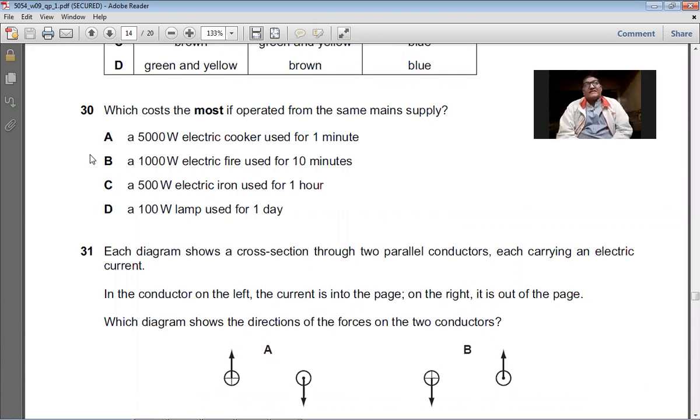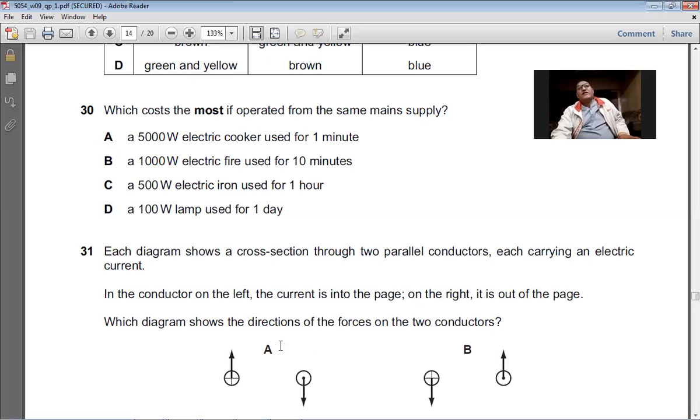Which costs the most if operated from the same main supply? A option is a 5,000-watt electric cooker used for 1 minute. B, a 1,000-watt electric fire used for 10 minutes. C, a 500-watt electric iron used for 1 hour. And D, a 100-watt lamp used for 1 day. So we are looking for which will cost the most if operated from the same supply.